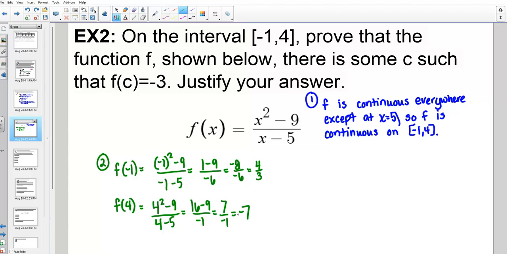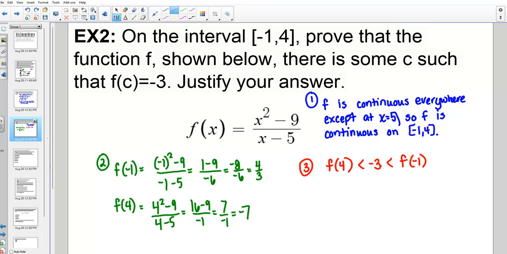What number do we need to be in the middle of those two? -3. Is -3 between 4/3 and -7? It is. Now, be careful how you write this in your next step. Your third step here is that you need to say -3 is between these two numbers. Which one needs to go first? What's the lowest? That -7. And so I would say f of 4 is less than -3, which is less than f of -1.